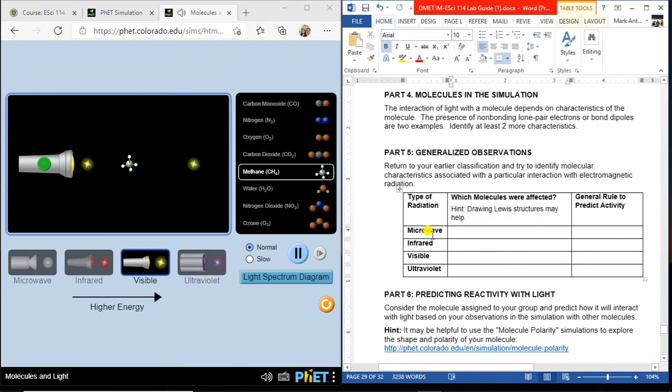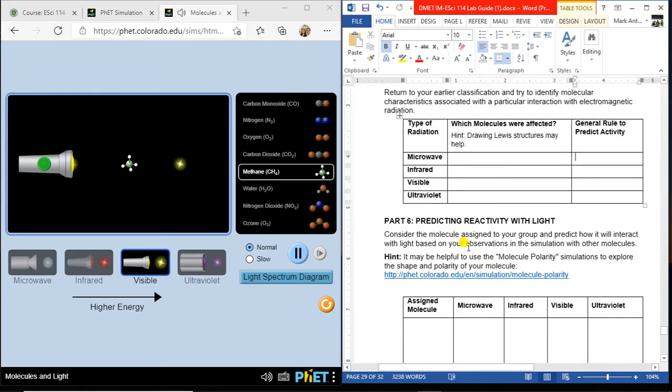So for microwave, identify what is affected by the microwave, like whether it stretches or spins, so you write what kind of substance or molecule. Then for infrared, visible, and ultraviolet, use a general rule to predict activity. So you identify their molecular characteristics, whether they have lone pairs of electrons or bond dipoles.